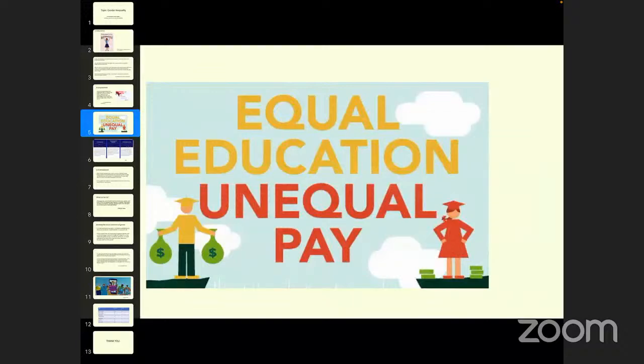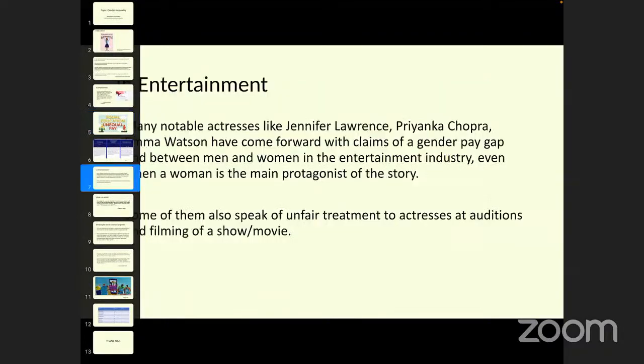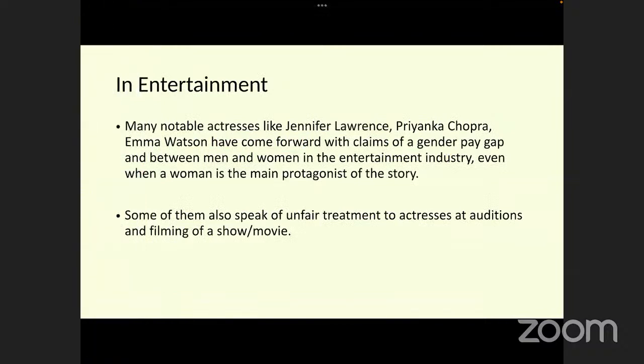So what can we do to stop this gender inequality? We can change the values of the society and include both women and men in the society. We have to mobilize many sectors of the society for this. Only when the society's perception changes will the rights of all girls and boys be fulfilled. Especially in the entertainment sector, many notable actresses like Jennifer Lawrence, Priyanka Chopra, Emma Watson have come forward claiming that there exists gender discrimination. It is because of these actresses that we today know the problems faced by women, and these need to be addressed.